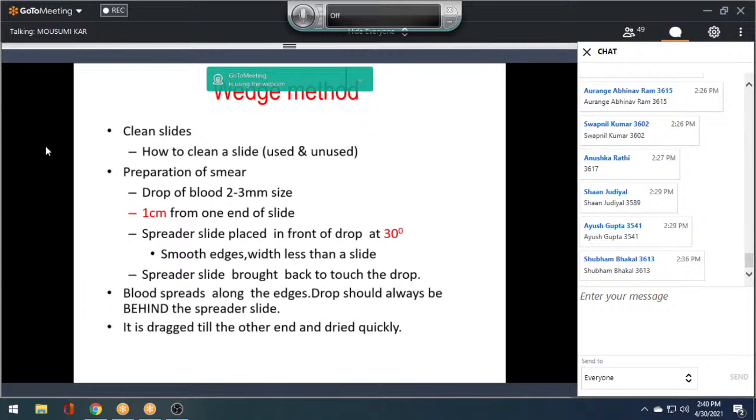There should not be any moisture, or again, hemolysis can occur. And you take a drop of blood, not too much, not too little, around 2 to 3 millimeters in size, and you place it 1 centimeter from one end of the slide. So again, anyone guess why this 1 centimeter gap from one end of the slide? Why can't you just start it off from one end of the slide to the other?